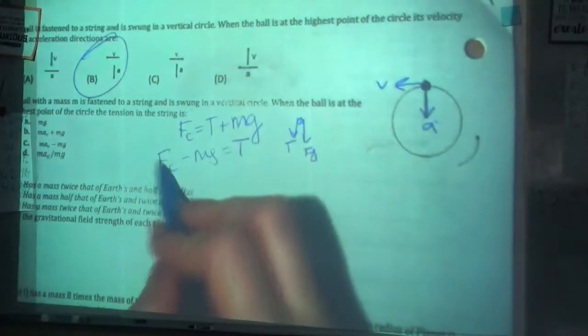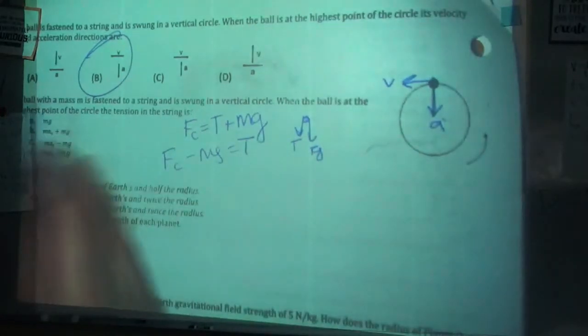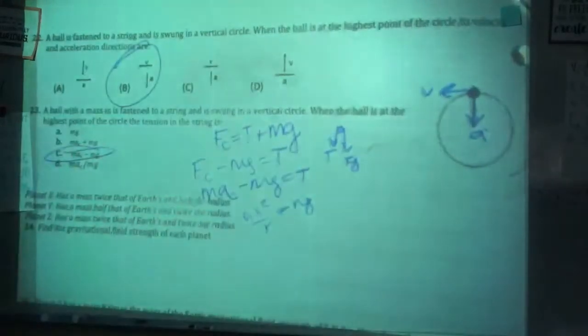And normally we would do mv squared over r, but it's not in terms of v squared and r, but centripetal force is just mass times acceleration. It's specifically the centripetal acceleration. So this is the same as mv squared over r minus mg, because ac is v squared over r, like it says on your equation sheet. So just C.